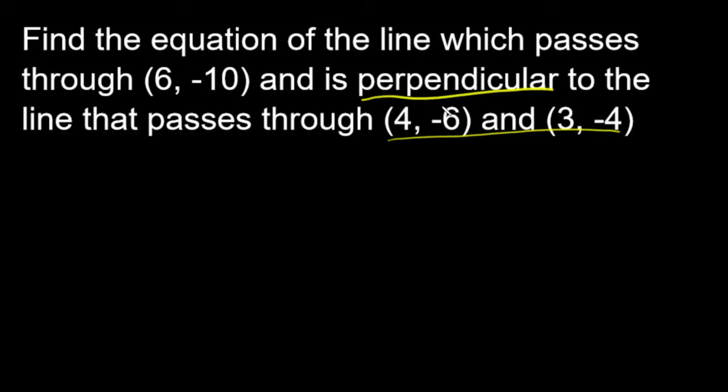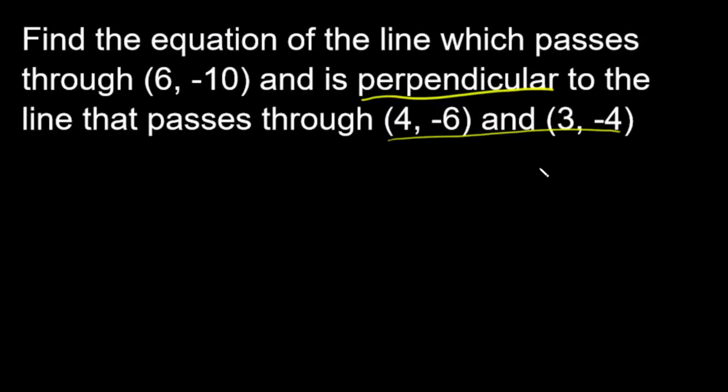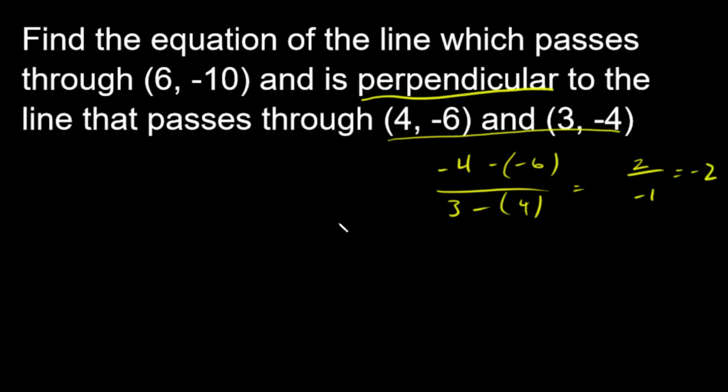Our line is perpendicular to this line that passes through these points, so we need to know the slope of this second line, because perpendicular means opposite reciprocal slopes. So find the slope of the second line, and we're going to do that exactly the same way we did it up here. So you take y2, -4, minus y1, which is -6, over x2, which is 3, minus x1, which is 4. And you get 2 over -1, which is -2. Now that's the slope of your second line.